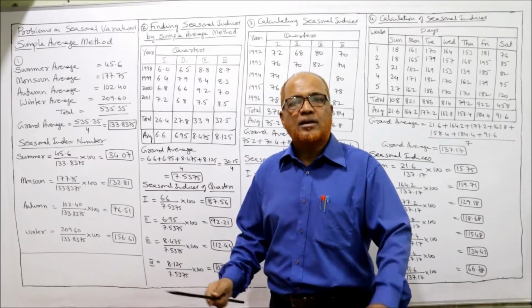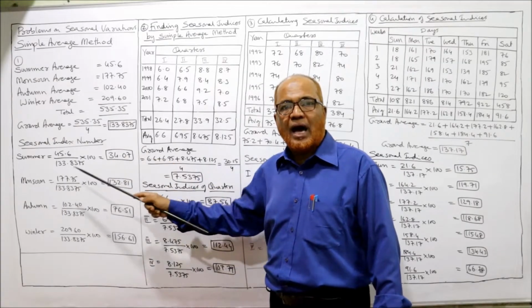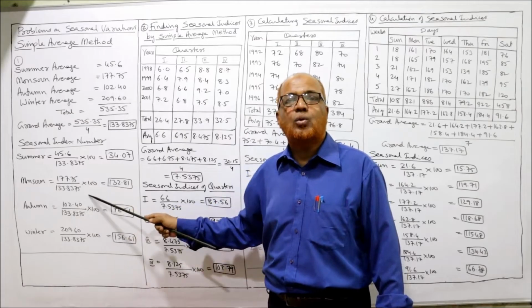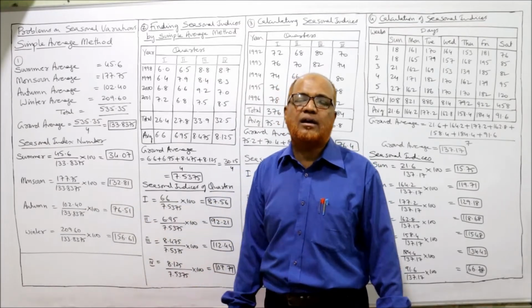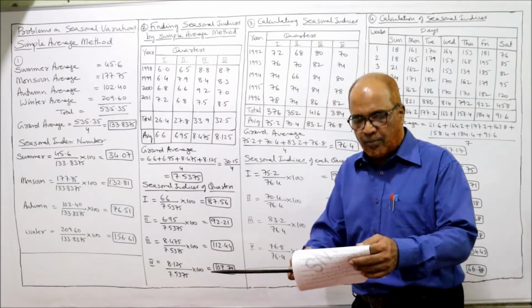So how to calculate? Whatever the averages are given, take the grand average. The average of the season divided by grand average into 100. You will get the seasonal index numbers. That's it. Now I am coming to the second problem.